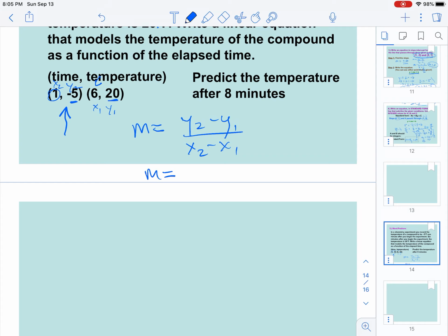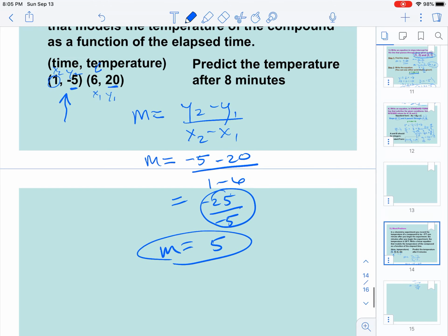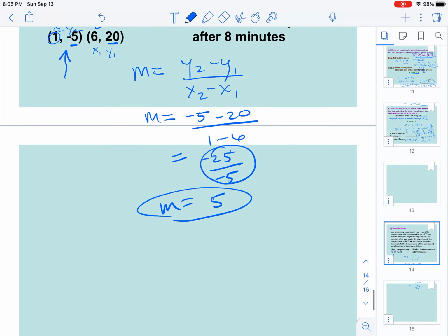I end up with -5 minus 20, that is all over 1 minus 6. And so what I end up with is -5 minus 20 is a -25. 1 minus 6 is a -5. When I simplify this, it looks like I just end up with a positive 5. I've got a slope of positive 5.